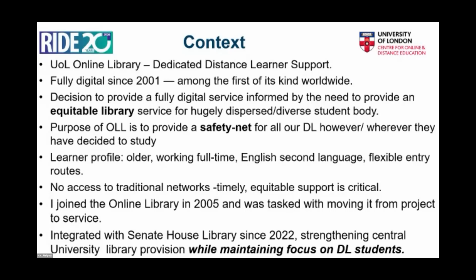So we decided to go digital in 2001. And as far as I'm aware, the University of London's online library is the oldest fully digital university library in the world. The whole point was about equitable support. The purpose of the online library is to provide a safety net for all our distance learners, however and wherever they've decided to study. Now, there are issues of technological divides and so on.